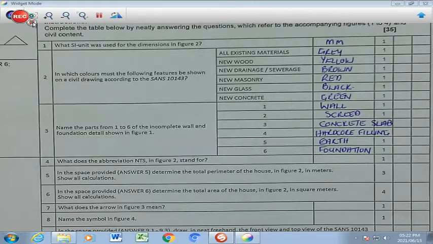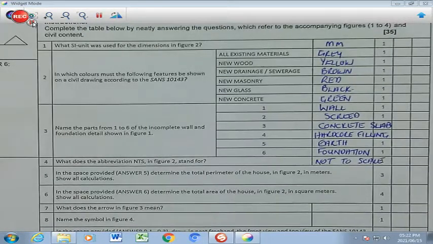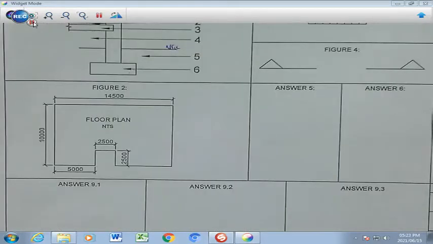Question number 4, what does the abbreviation NTS in figure 2 stand for? And that is going to be not to scale. Question number 5, in the space provided in answer 5, determine the total perimeter of the house in figure 2 in meters, and you need to show all the calculations.